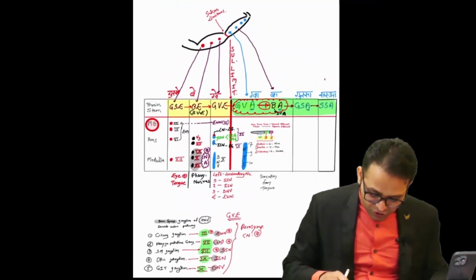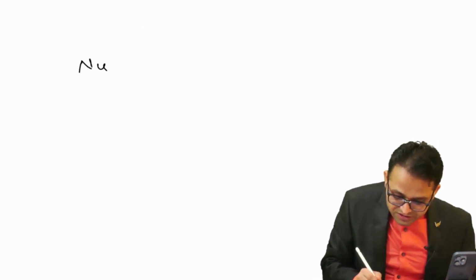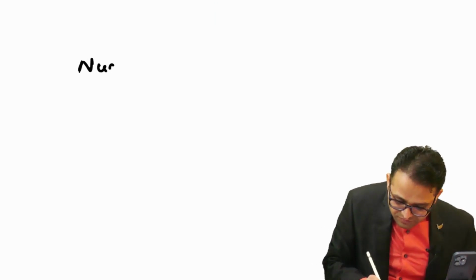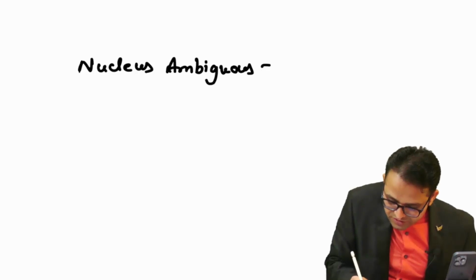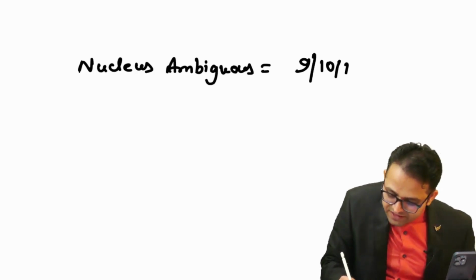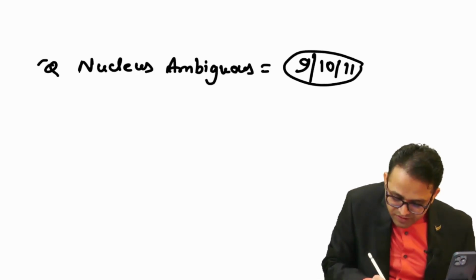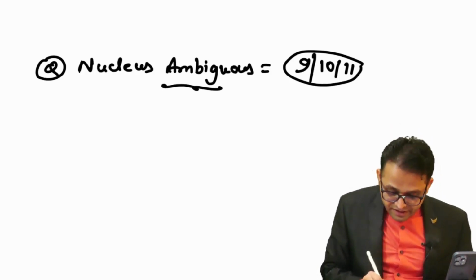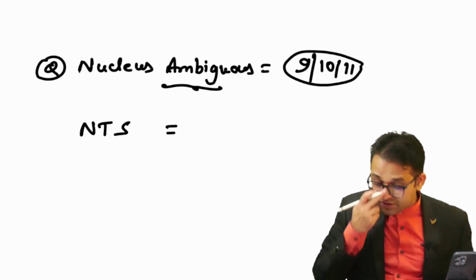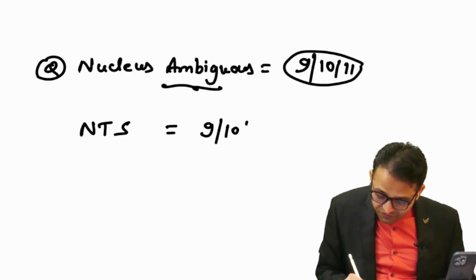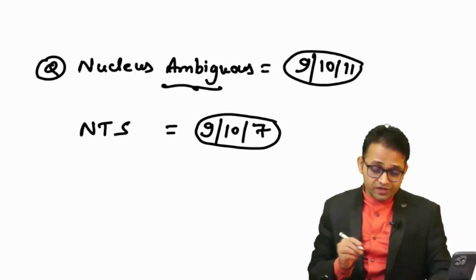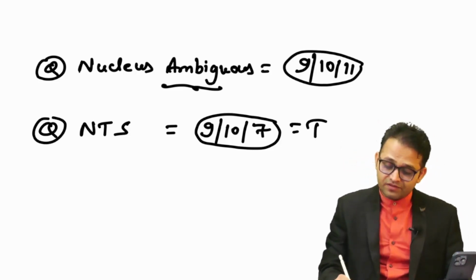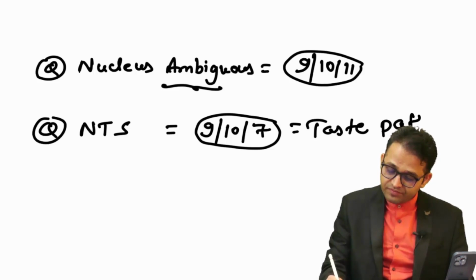And earlier I taught you, again I am teaching you, sir, nucleus ambiguus is the common nucleus of the 9th, 10th, 11th. MCQ. Ambiguus means common, and I told you the nucleus tractus solitarius. Yes, N for 9, T for 10, S for 7. I told you the concept also, na? Yes, the taste pathway. You can say the taste pathway.